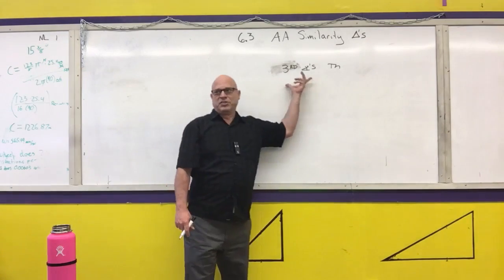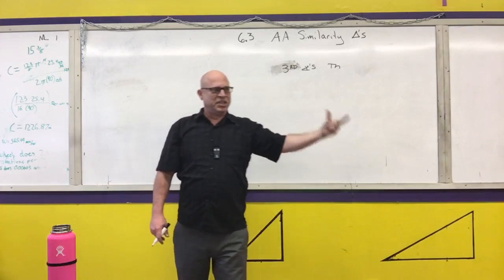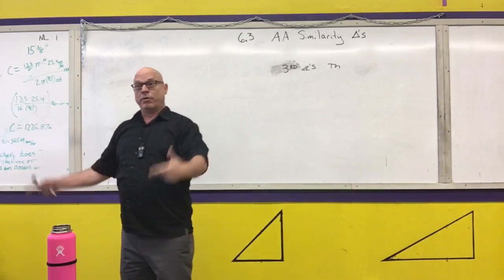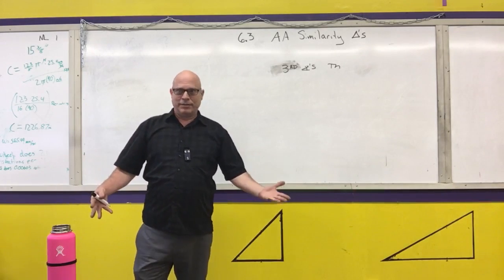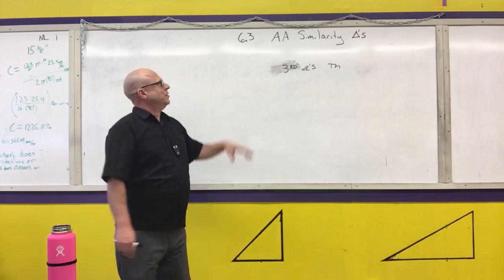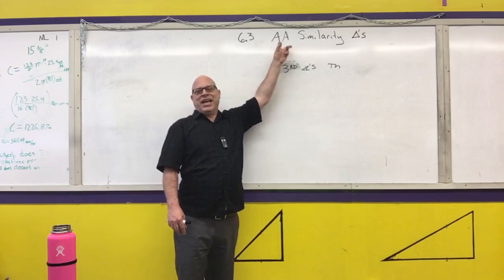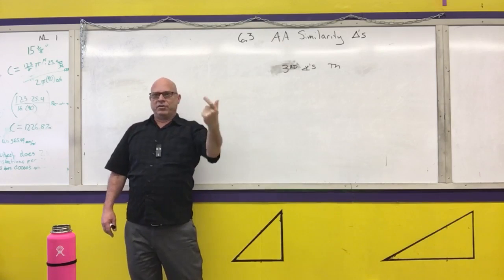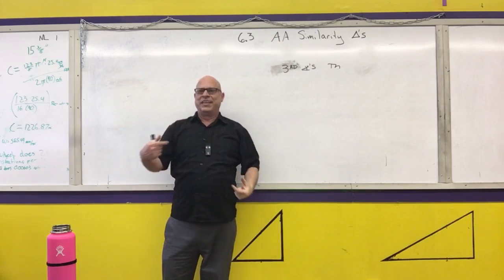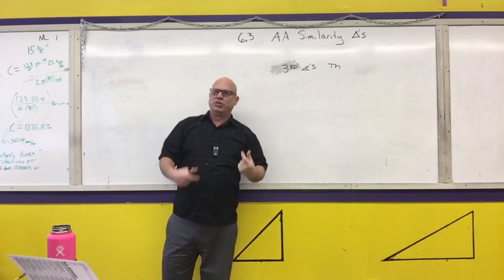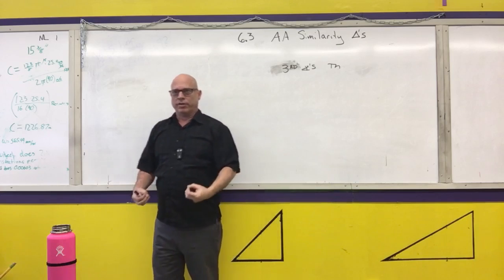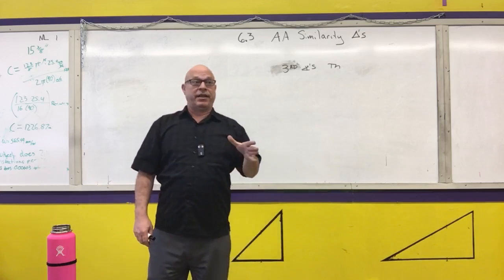It says if two angles in one triangle are congruent to two angles in another triangle, then the third angles have to be congruent. Common sense, right? So when I talk about angle-angle similarity, when I have two angles in one triangle congruent to two angles in another triangle, it automatically is going to imply that the third angles are also congruent. I just want you guys to understand that.